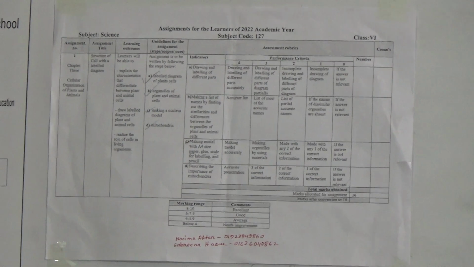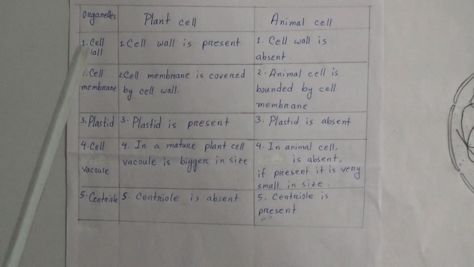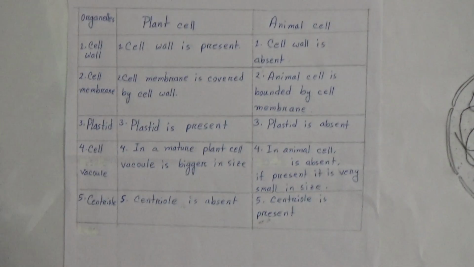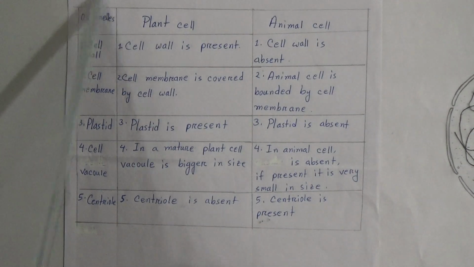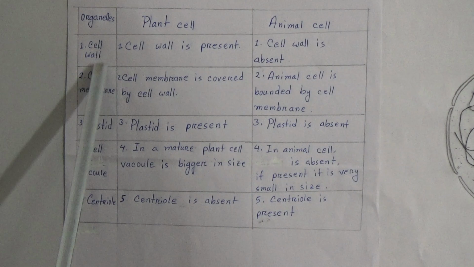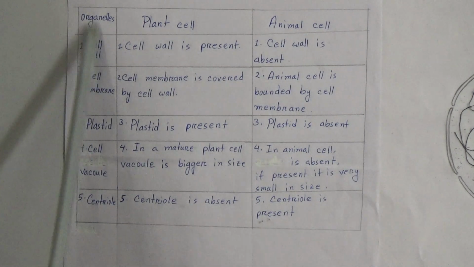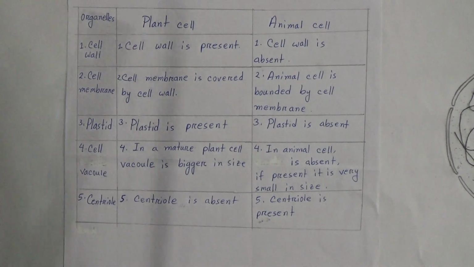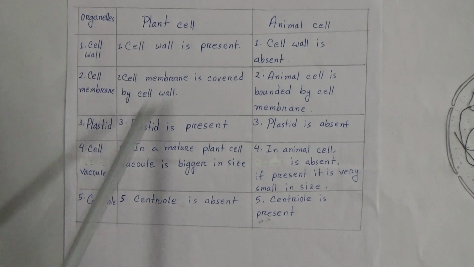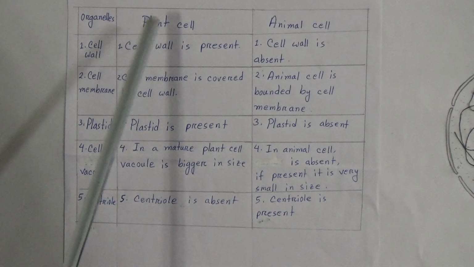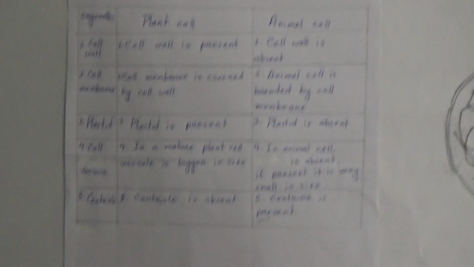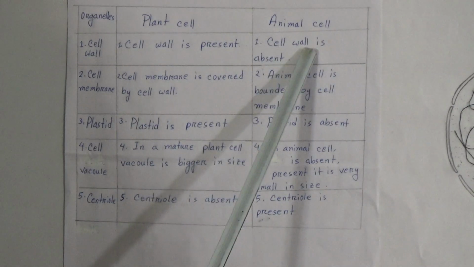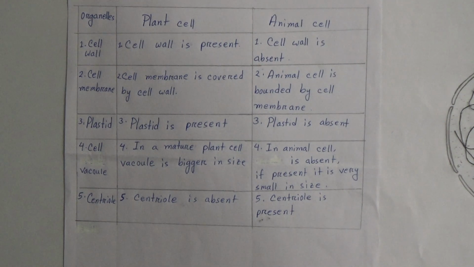For B number, I have written some points. You can add more points here. Look at here, I have made a differentiate table. At first I have written organelles name, and here is plant cell and animal cell. Number 1 point, cell wall. In plant cell, cell wall is present, but in animal cell, cell wall is absent.